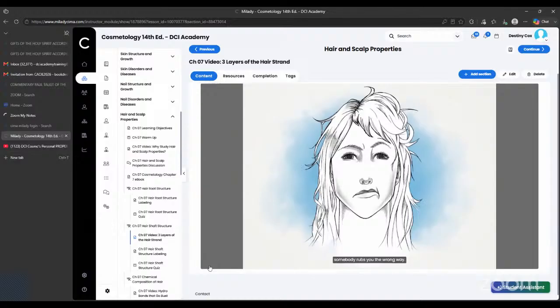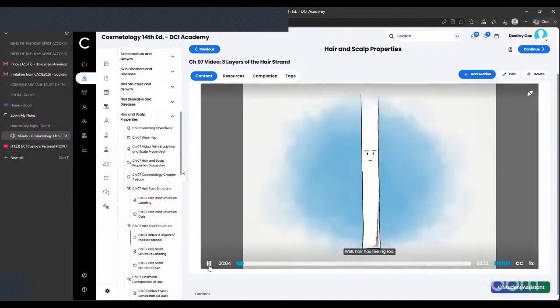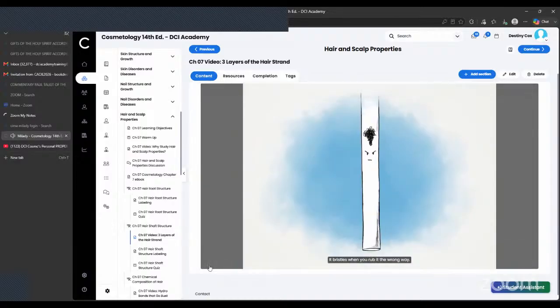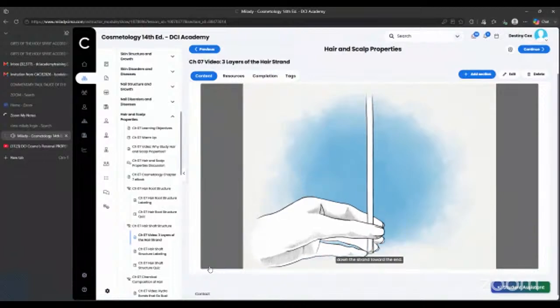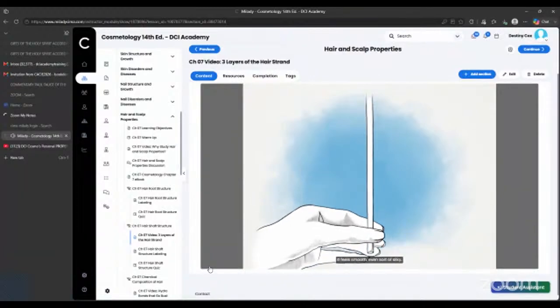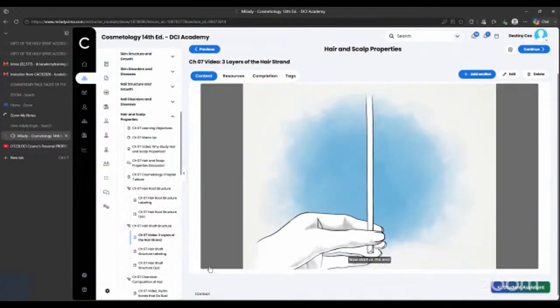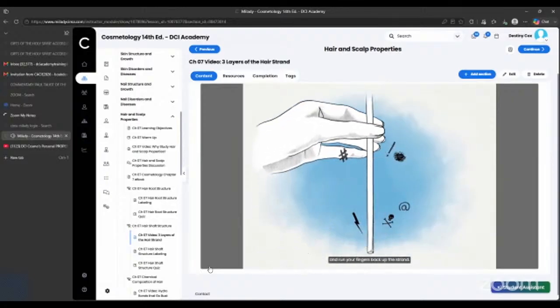Rubs you the wrong way. Well, hair has feelings too. It bristles when you rub it the wrong way. Go on, take a strand right now. Ready? Hold it near the root and slide your fingers down the strand toward the end. It feels smooth, even sort of silky. Now start at the end and run your fingers back up the strand. Feel that friction? It's kind of rough, right?